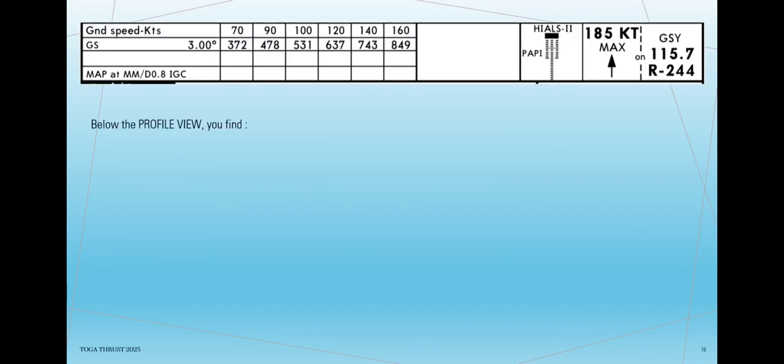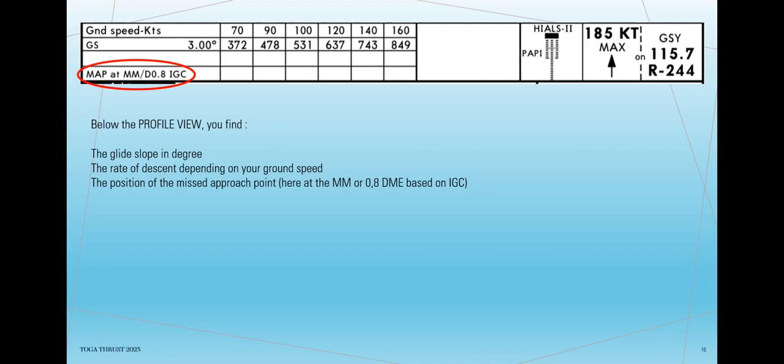Below the profile view, you find the glide slope in degree, the rate of descent depending on your ground speed, the position of the missed approach point, here at the middle marker or a 0.8 DME based on India Golf Charlie.